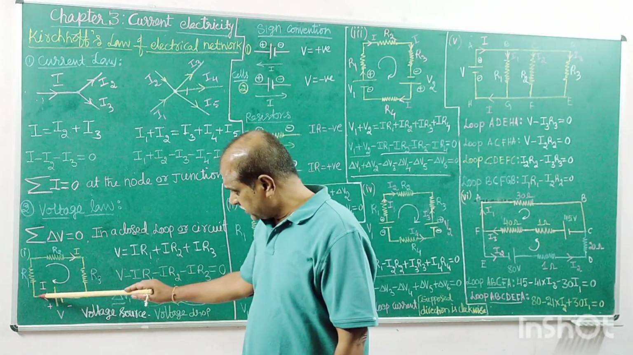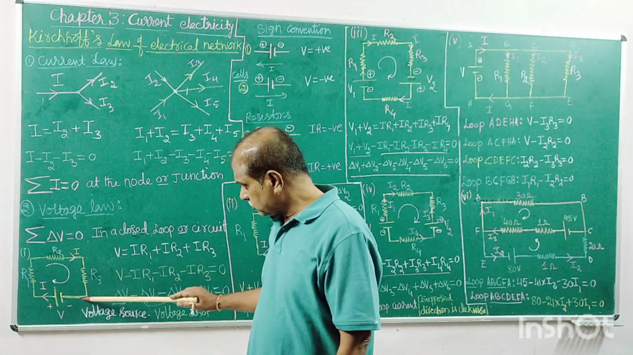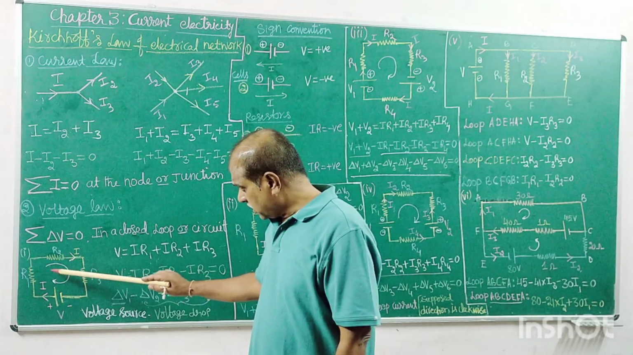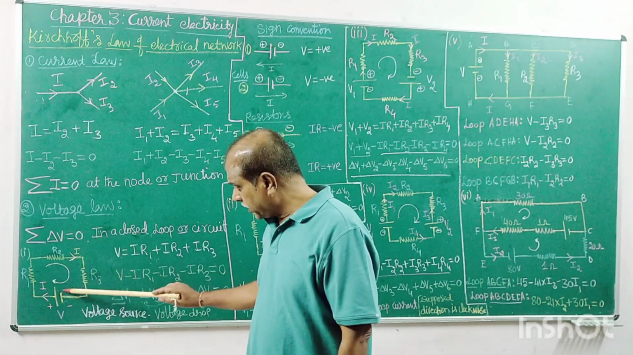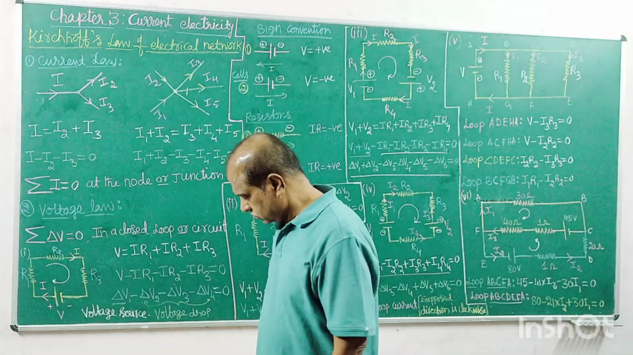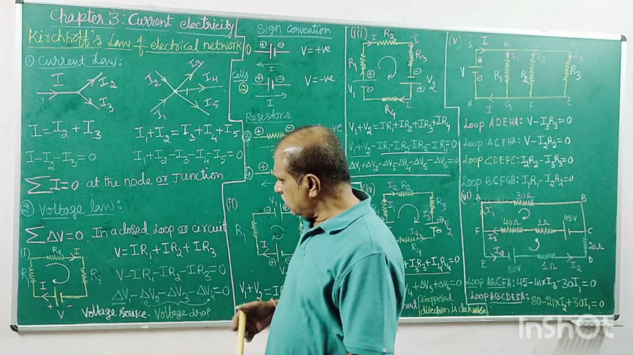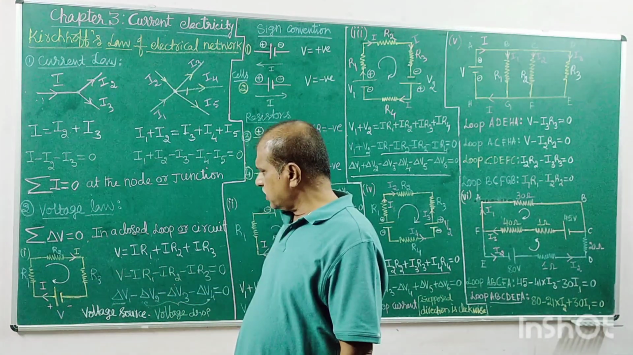Current flow is always like this. This is the direction of the current, the loop current. This is a loop current direction, clockwise. Now, what does the law actually say?